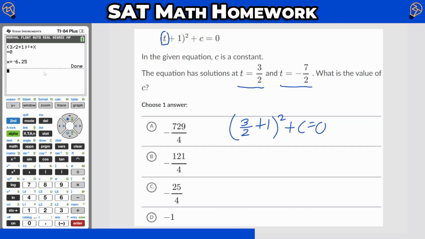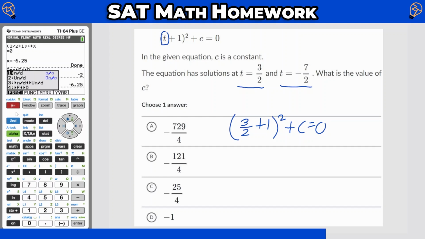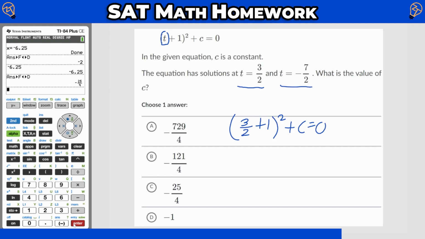If I was unsure what that is, unfortunately, notice what happens if I go alpha y equals and try to change the decimal to a fraction with option number 4. When you do that from a program, it doesn't work. So what I'm going to do instead is I'm just going to type in the negative 6.25. I'll just put enter, and then I'll go ahead and do alpha y equals, choose option number 4, and it changes it to option C.